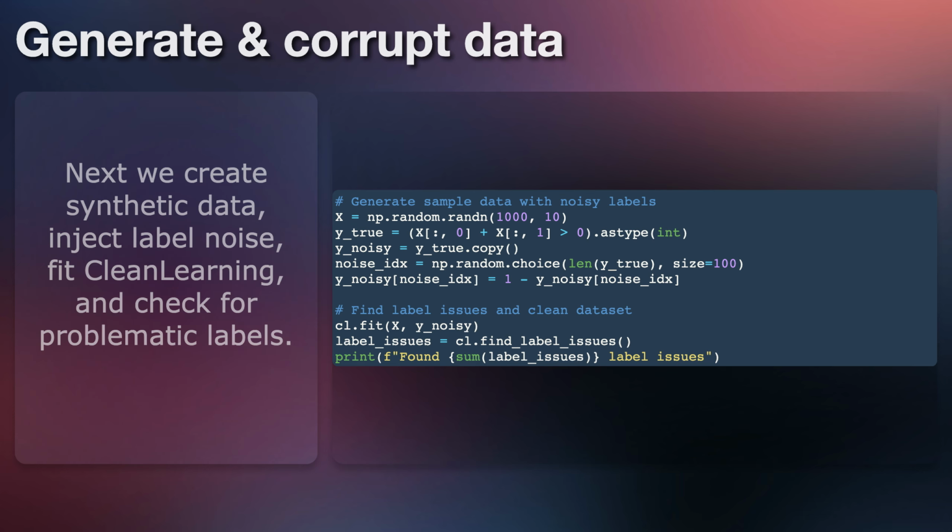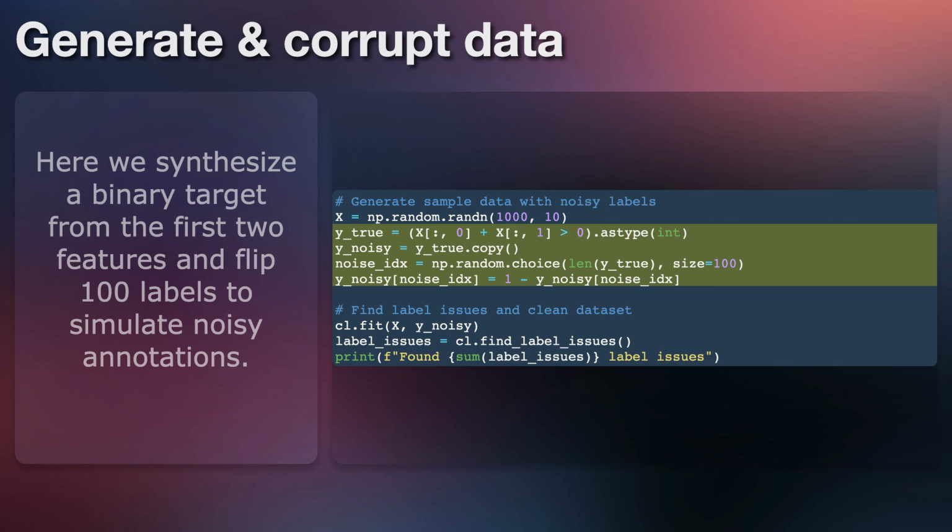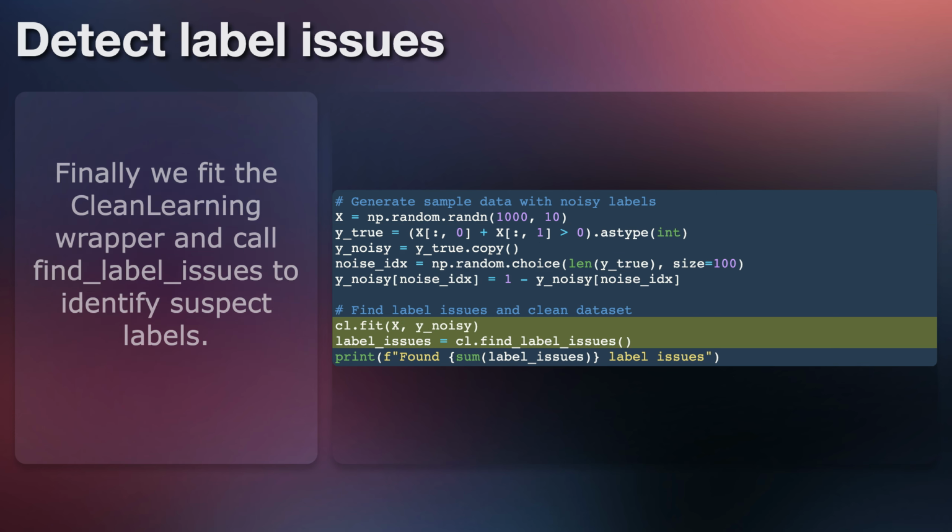Next, we create synthetic data, inject label noise, fit CleanLearning, and check for problematic labels. Here we synthesize a binary target from the first two features and flip 100 labels to simulate noisy annotations. Finally, we fit the CleanLearning wrapper and call find_label_issues to identify suspect labels.